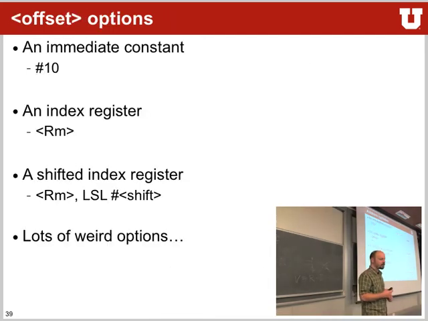So some examples for the offset itself. Offset can be binary numbers. So for example, here this is an offset 10. Index registers are usually marked as Rm. You can have a shift in your offset itself. So here, the offset is stored in a register and left shifted by a certain amount of bits.